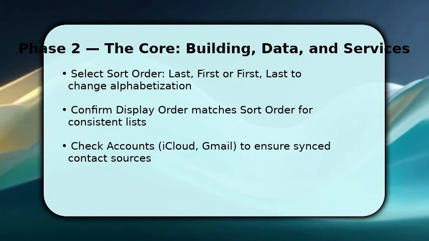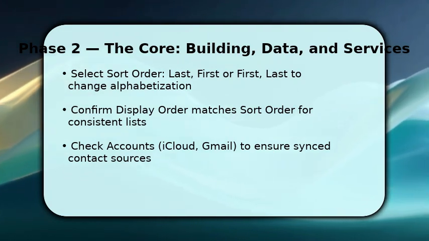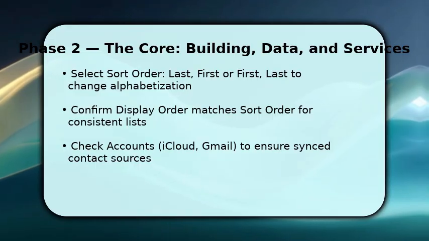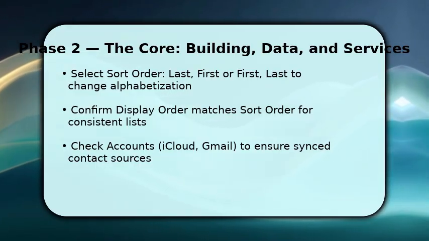This is the crucial middle step. After picking Sort Order, tap Display Order so the listing and the shown name match. This prevents confusion when searching.